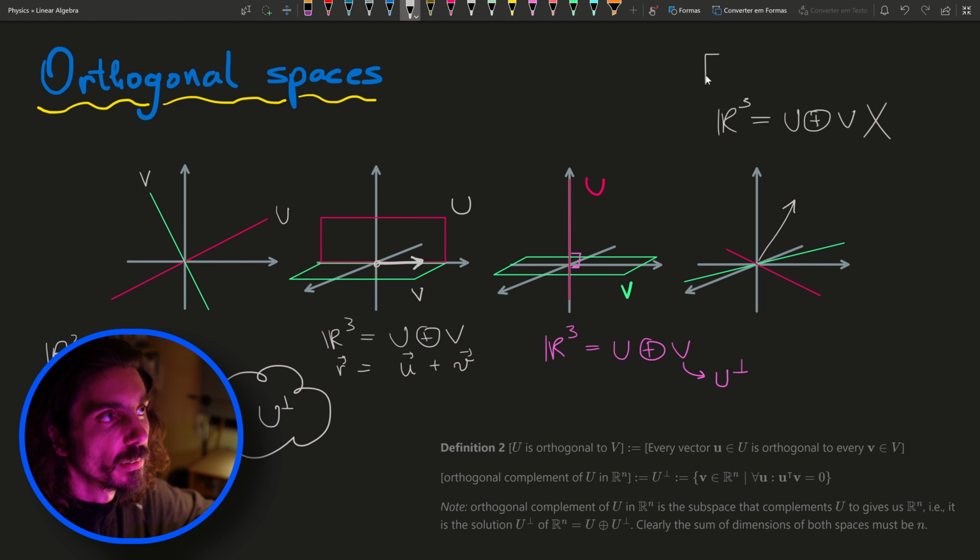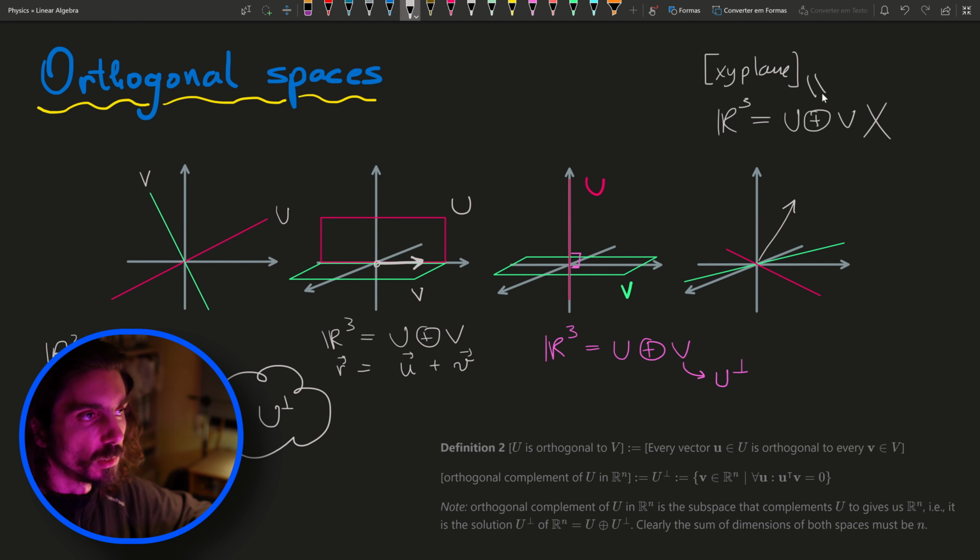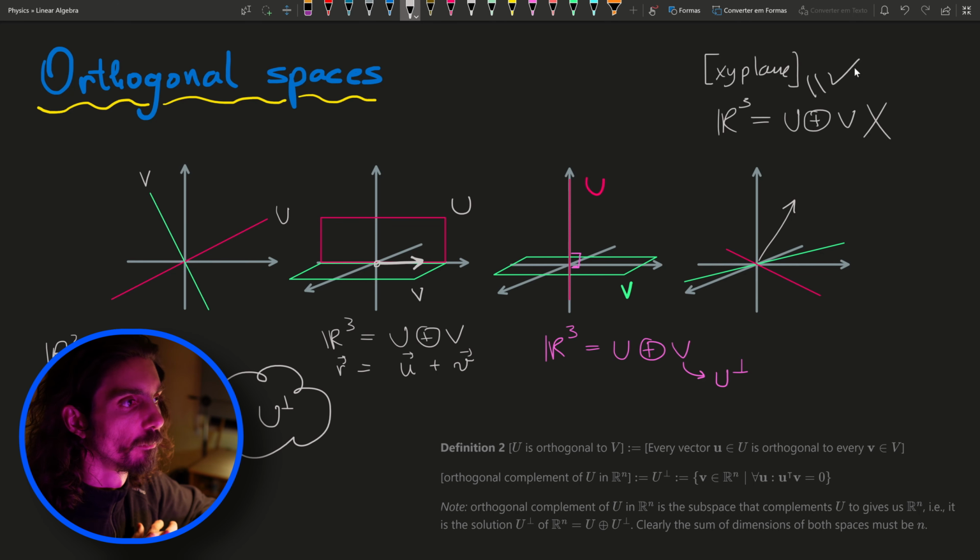However, what I can say is that the xy plane, that indeed is equal to the direct sum of U plus V. That's true. This is true. But not R3. It's not enough.